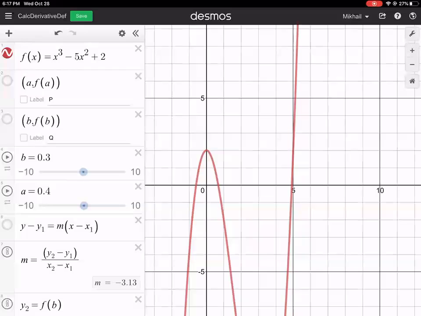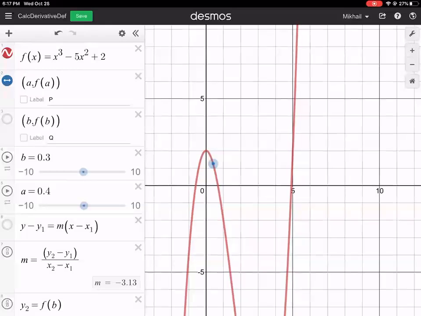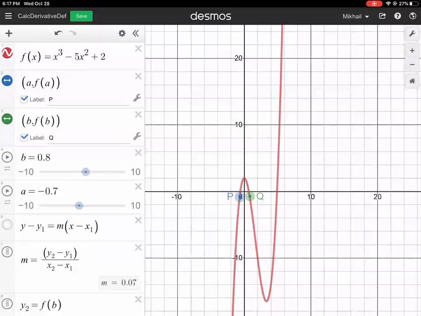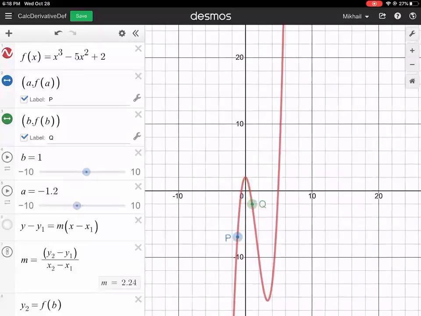Now I'm going to select this point P. It has coordinates a comma f of a. This is some random point P on this curve, and here's another random point Q on this curve. As I vary B, Q is going to move around and P is going to move around. We're okay with that? Let me zoom out a little bit. Let's say maybe put P over here, and put Q, let's say, over here.